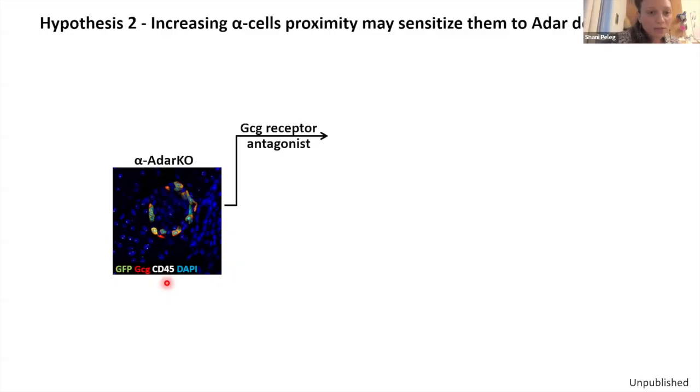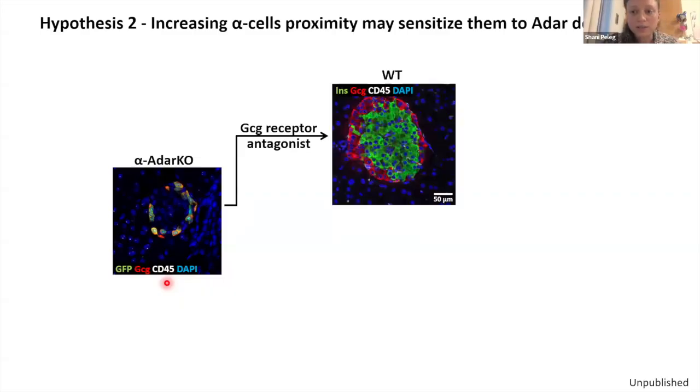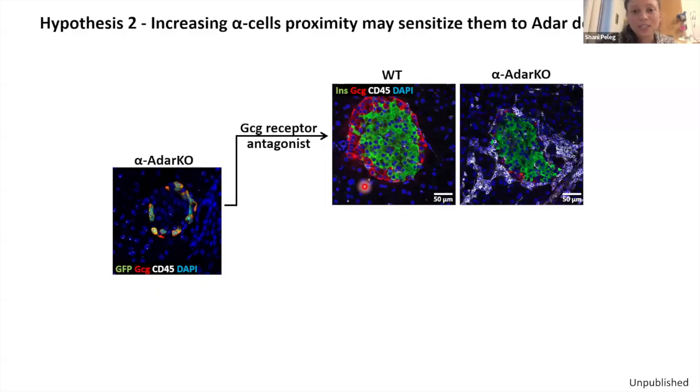We treated wild type and alpha ADAR knockout mice with glucagon receptor antagonists. So this is a wild type islet, and we do see how there's a thicker layer of alpha cells in the perimeter of the islet. So more alpha cells, more communication between alpha cells. And surprise, when we treated alpha ADAR knockout mice with glucagon receptor antagonists, we found that this led to islet inflammation.